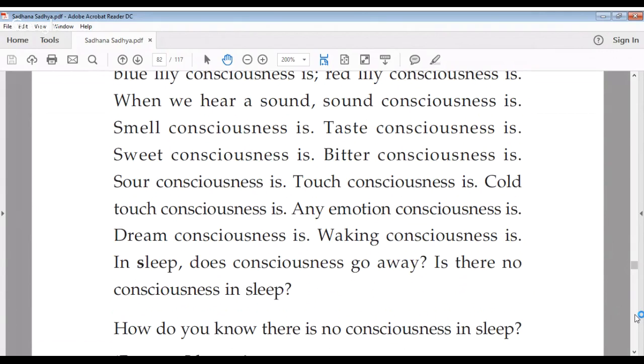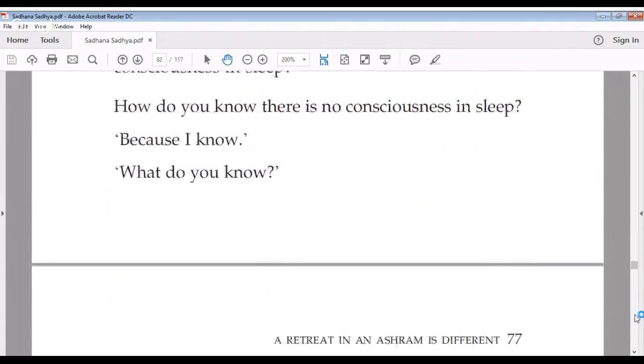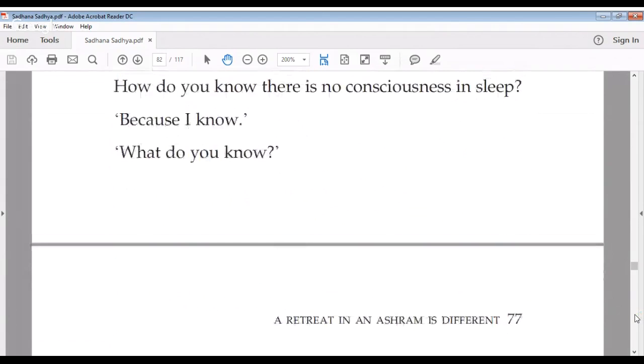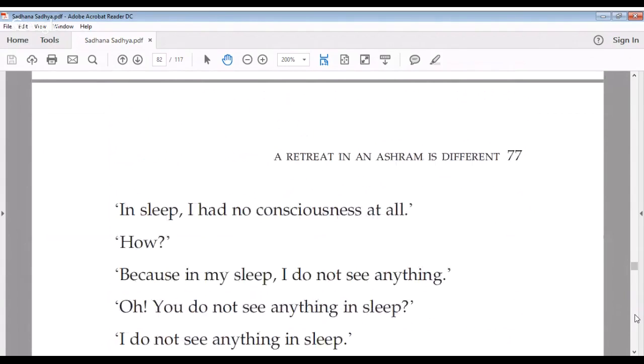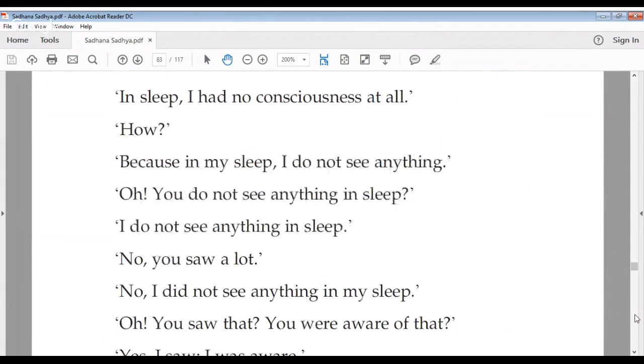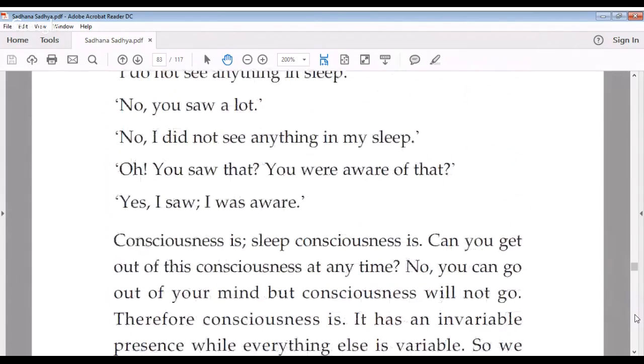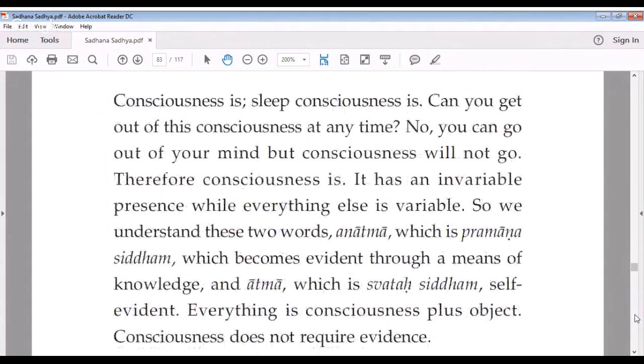In sleep, does consciousness go away? Is there no consciousness in sleep? How do you know there is no consciousness in sleep? Because I know. What do you know? In sleep, I had no consciousness at all. How? Because in my sleep, I do not see anything. Oh, you do not see anything in sleep? I do not see anything in sleep. No, you saw a lot. No, I did not see anything in my sleep. Oh, you saw that? You were aware of that? Yes, I saw. I was aware. Consciousness is, sleep consciousness is.